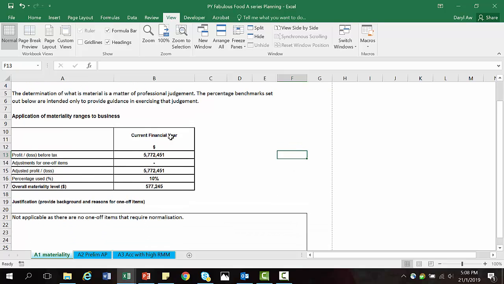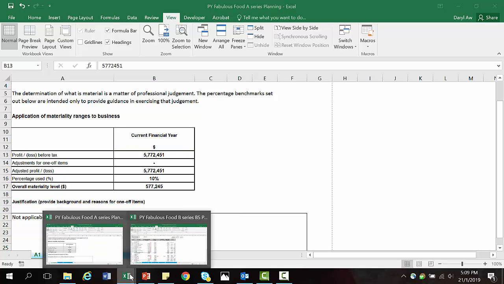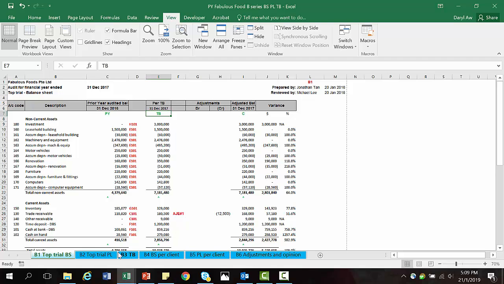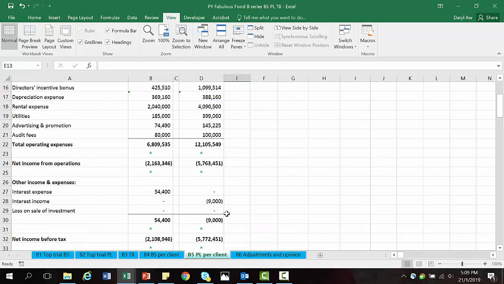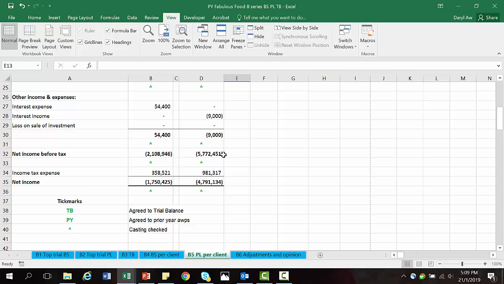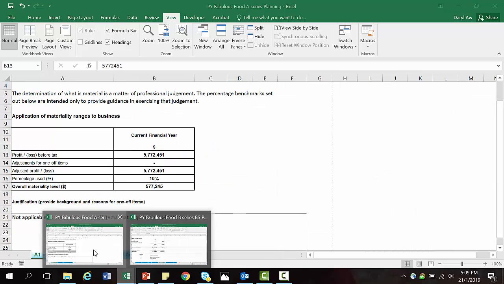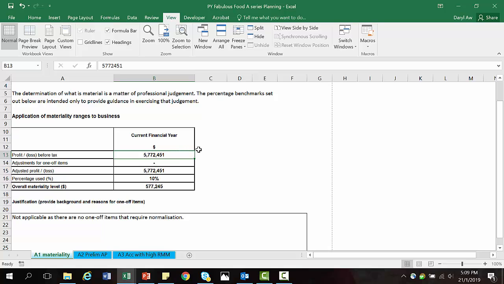For the materiality, my base will be the profit before tax amount, because our company is profitable. This amount will come from my profit before tax. So when I look at my P&L, let's have a look from my P&L from here. My profit before tax is 5,772,451, and this is where I get my figure from, 5,772,451.